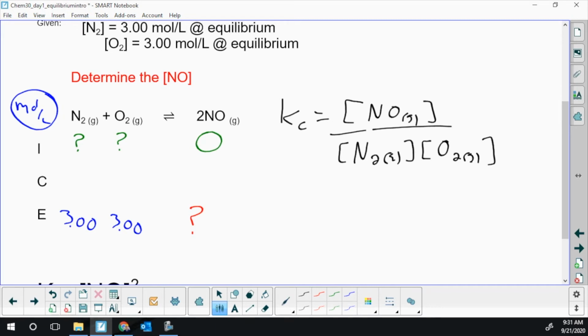I'm going to plug everything in. Kc is 6.2 times 10 to the minus 4 equals... I don't know what this is. This is a variable. This is what I'm trying to solve. I said it, but I didn't put that square in at the top. This is what we want to find out.